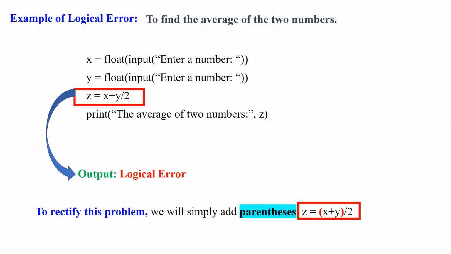In this example of logical error, we are finding the average of the 2 numbers. Now look at the code. 2 floating point numbers are inputted from the user and stored in variable x and y respectively. Now, in the third line, as per the order of operations in arithmetic, division is evaluated before addition. The program will not give the right answer. This is known as logical error. To rectify this problem, we will simply add parentheses: z equals open parentheses x plus y close parentheses divided by 2.